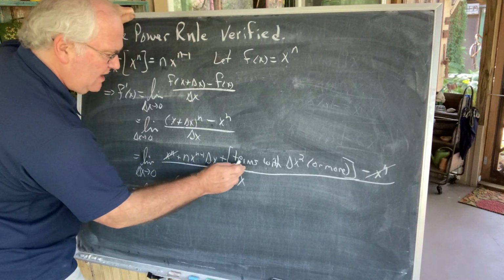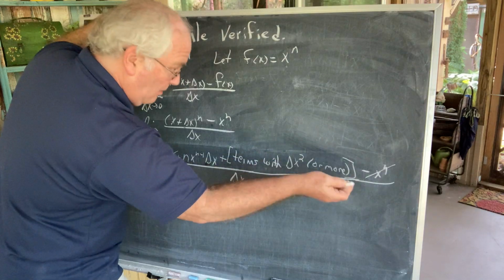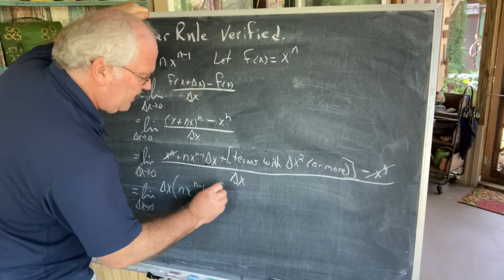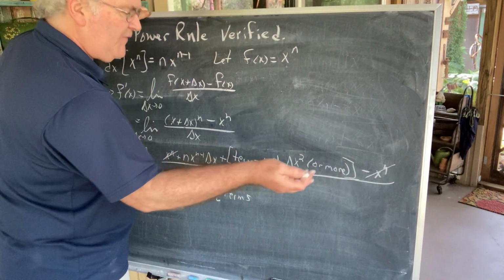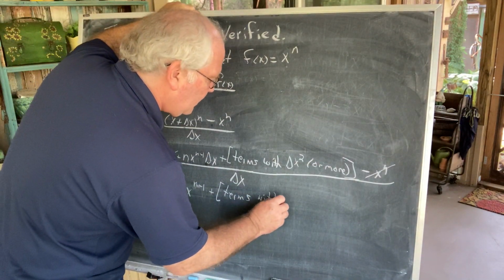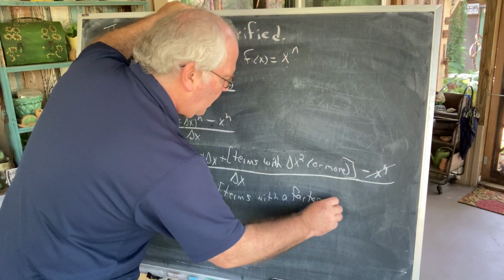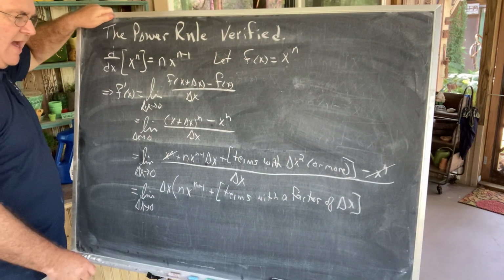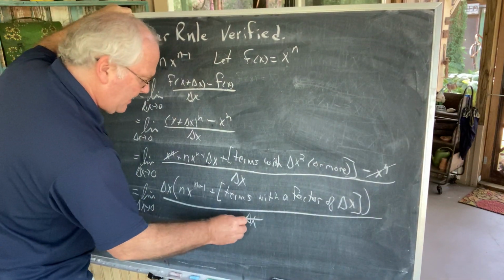But then what gets left behind here? Well, all the terms in here have delta x to the second or more. So if I factor out delta x to the first, that leaves behind terms, all of them have delta x to the first or more. So these are terms with a factor of delta x or more, but they have at least one delta x. All that divided by delta x, and now that cancels with that.